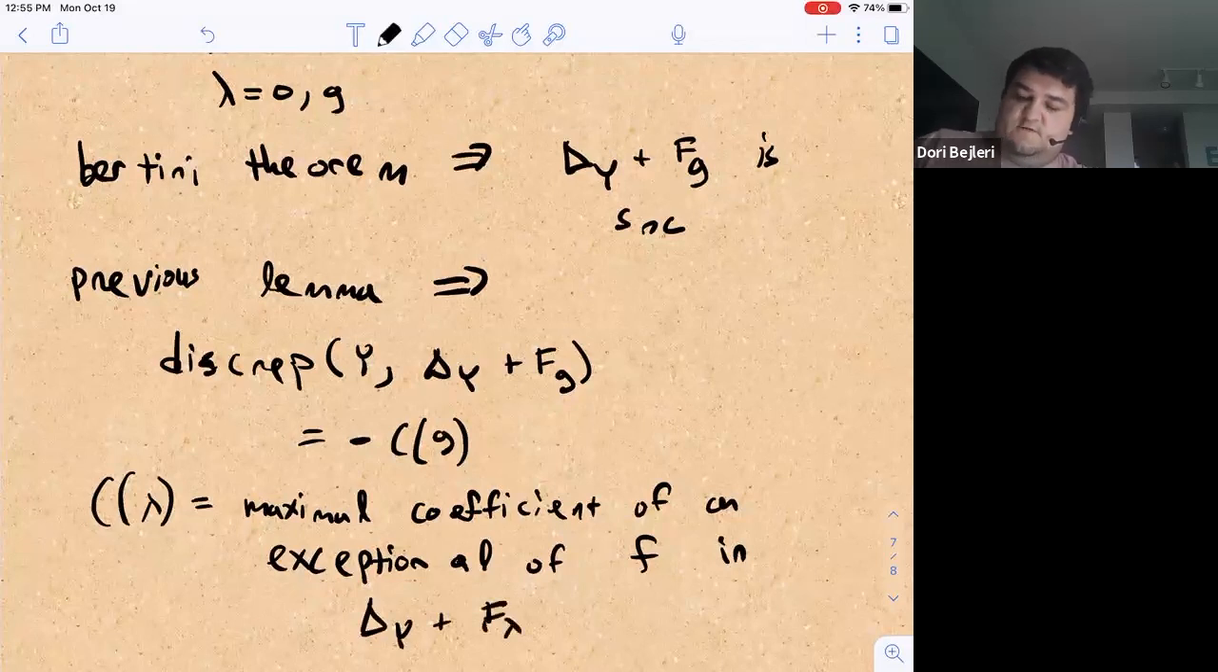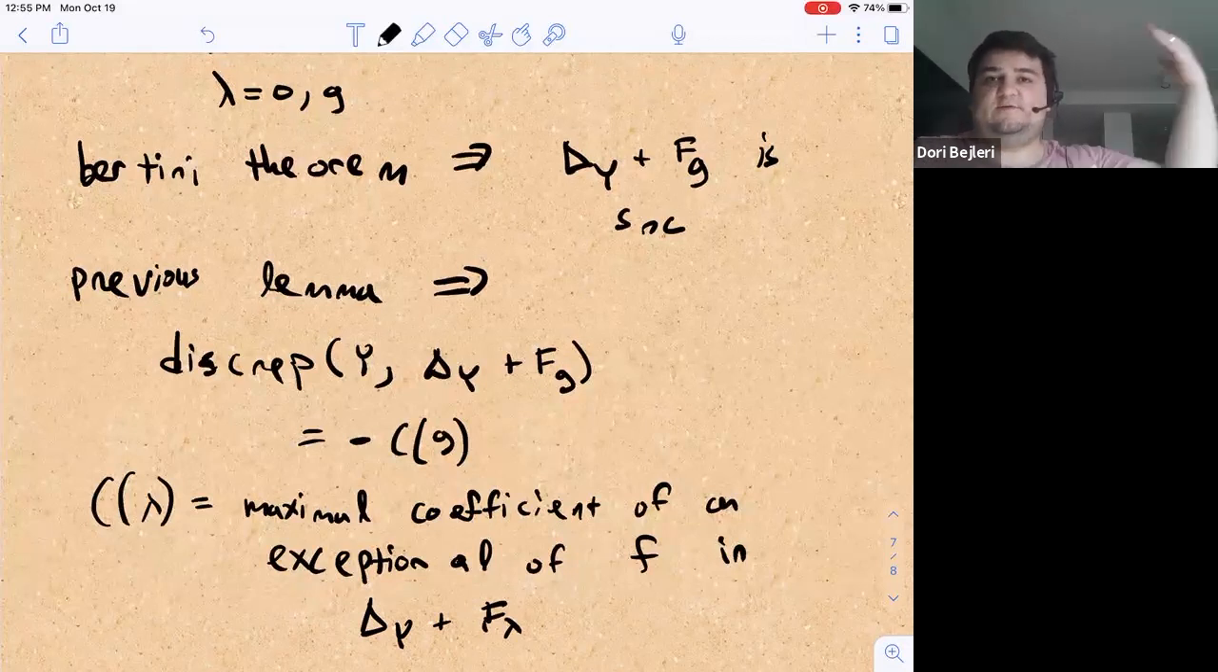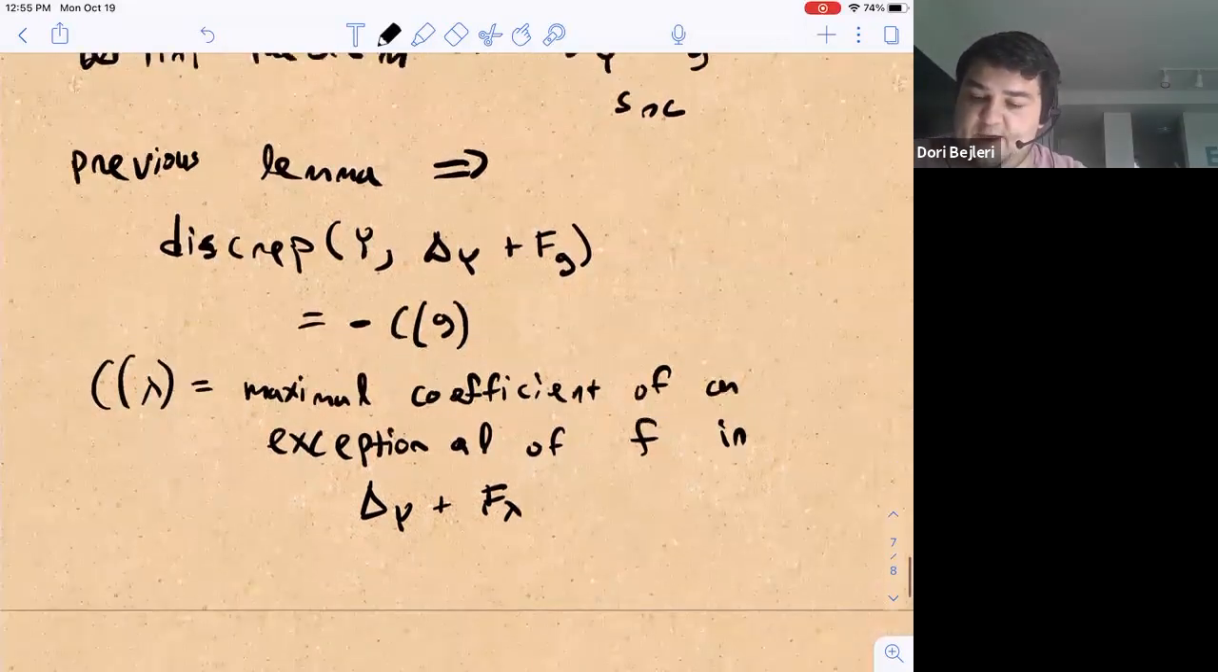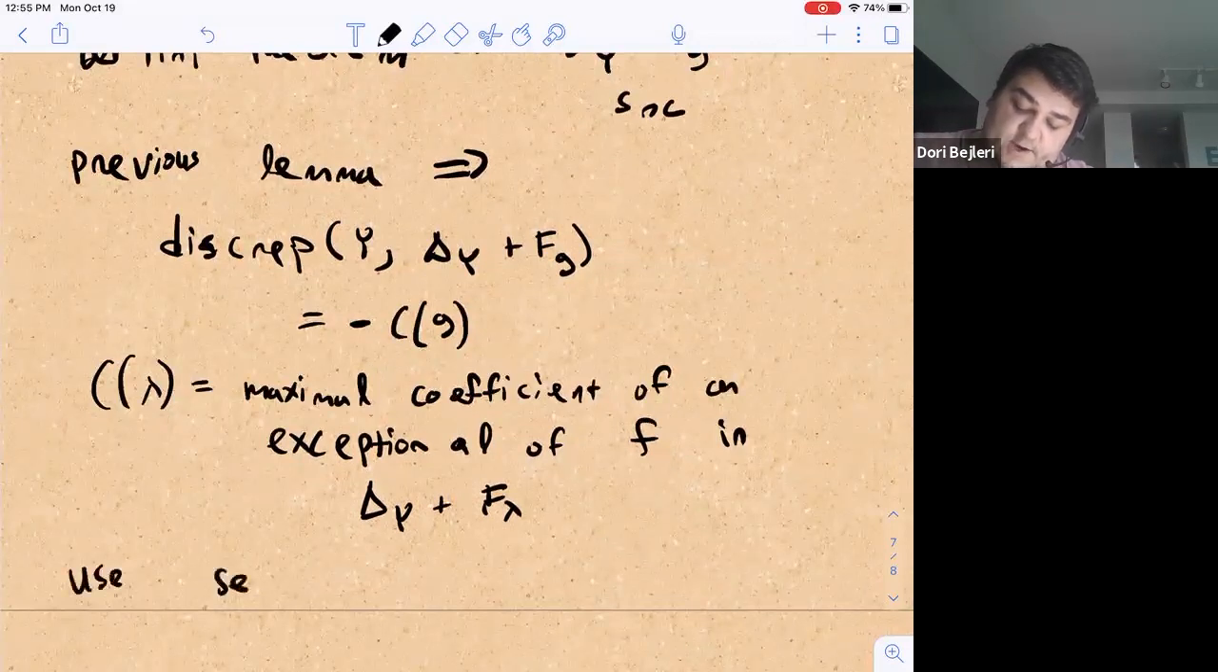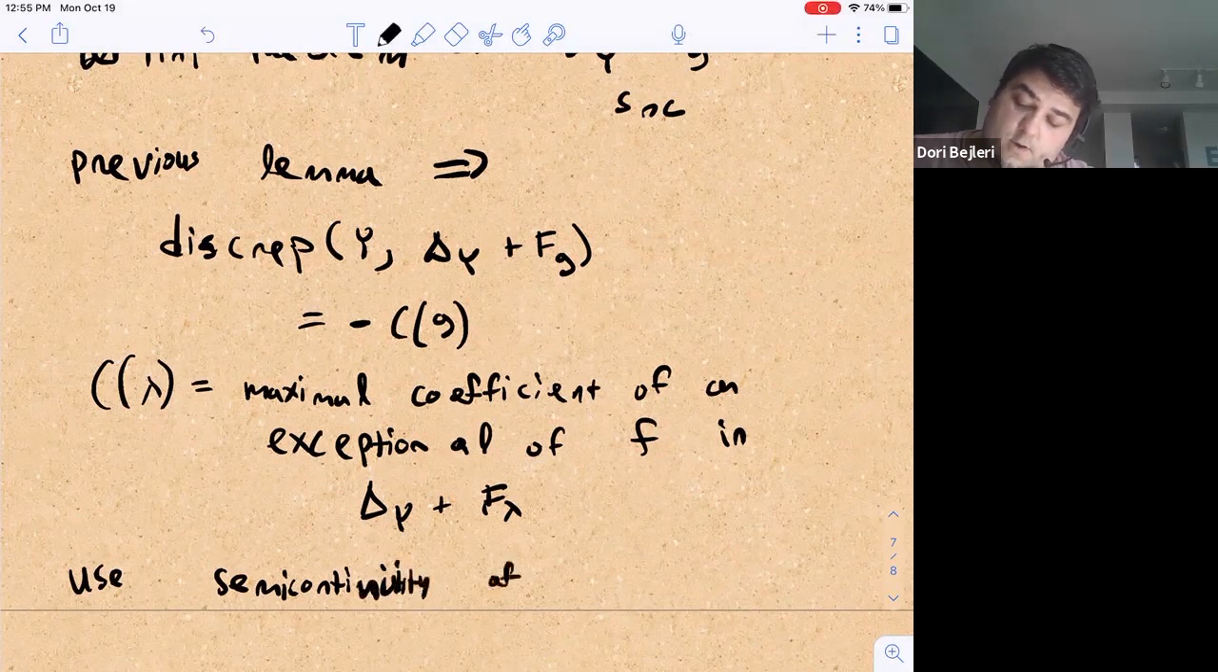And so for our generic one, because we have something simple normal crossings, then we just compute it in terms of this maximal coefficient. That was our previous simple normal crossings case. And now for our special one, and now we use semi-continuity of multiplicities.